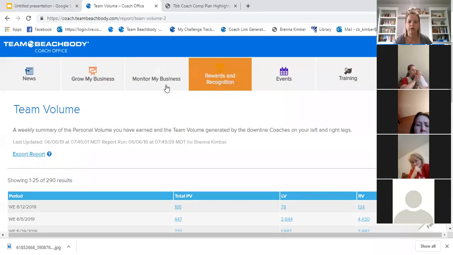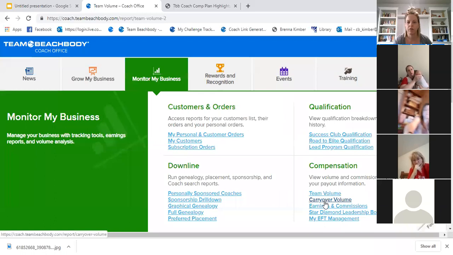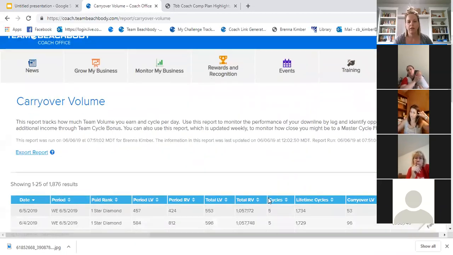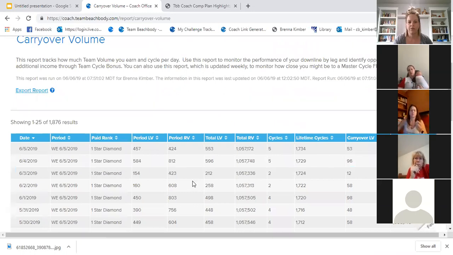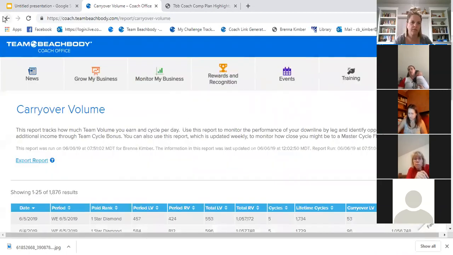Then if you guys want to see your carryover volume, go down here to carryover volume. And I don't really understand all of this stuff, but you can see my carryover right now is over 1 million, which is ridiculous. And then you can see your lifetime cycles too, stuff like that. So that's there if you're interested in looking at that.